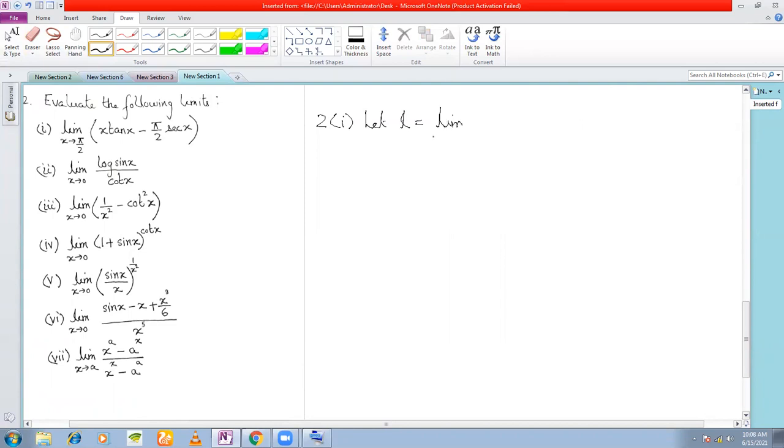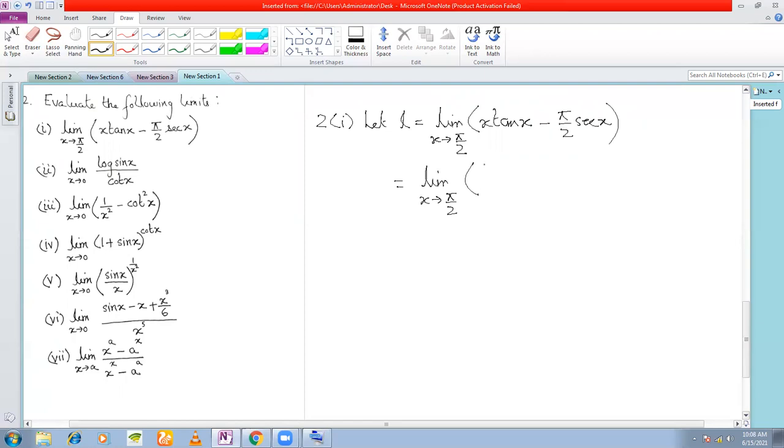Limit x tends to pi by 2, x tan x minus pi by 2 sec x. You first change everything to sine and cos because we need to get a fraction. Only then we can say whether it is a 0 by 0 or infinity by infinity form.